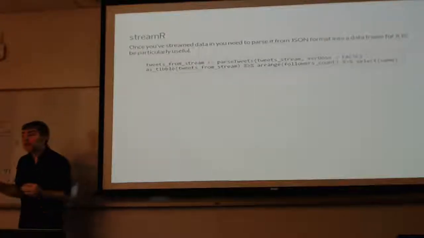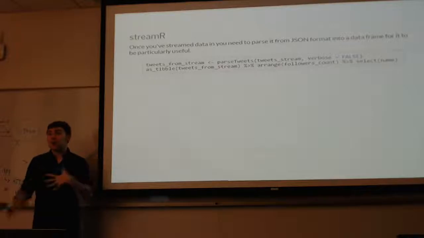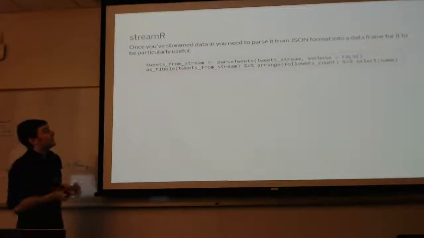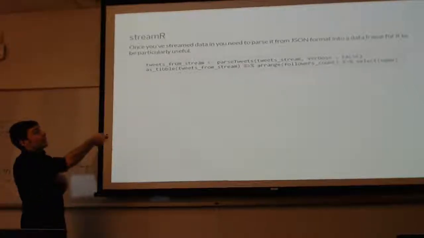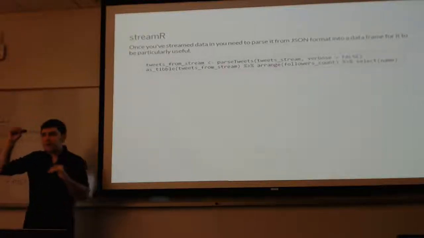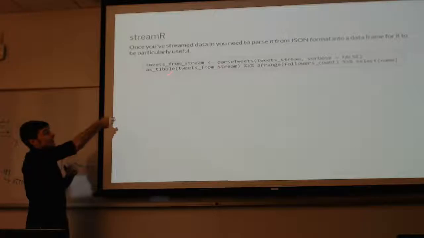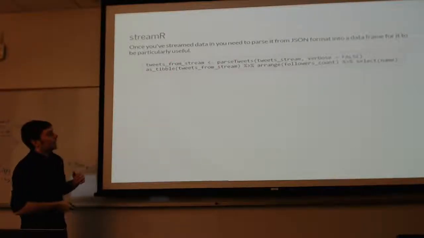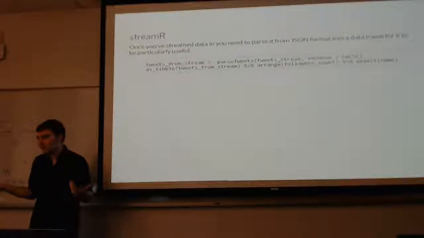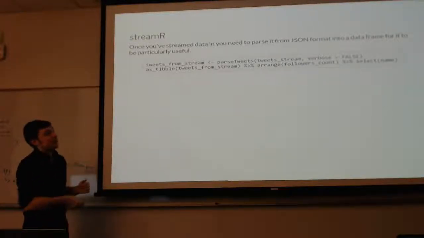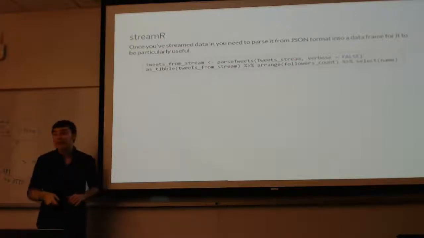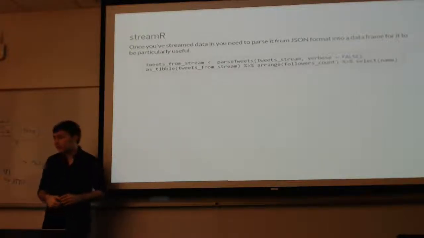Parse tweets will take those JSON files and convert them into a list for you. And I saved it as tweets from stream. Then I'm going to make it into a tibble, so it's going to turn it from whatever format it is right here. I forget if it's a list or an ugly data frame. I'm going to organize it as a tibble, being a data frame. I'm going to arrange it by the number of followers. So in this case, rather than arrange it by the number of retweets for the tweet, it is by the number of followers, like you were saying before.